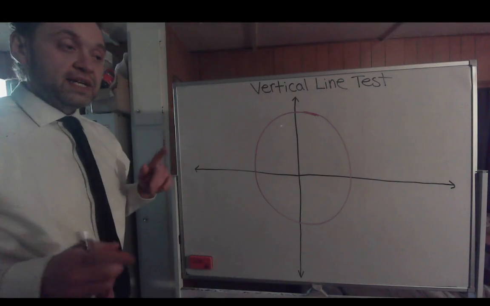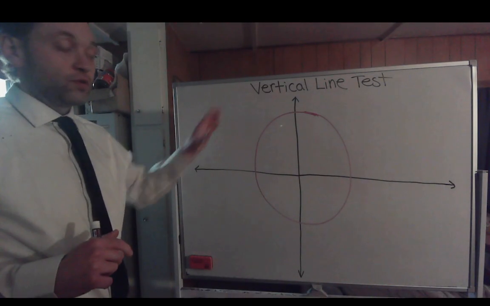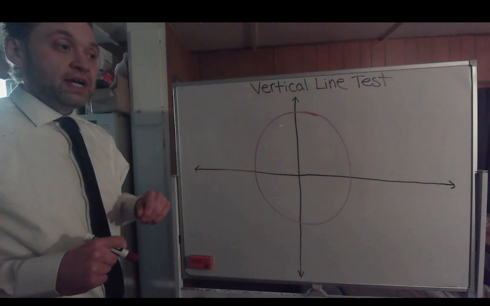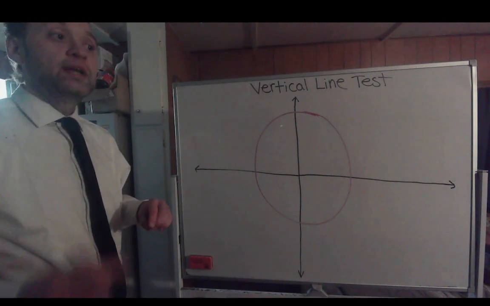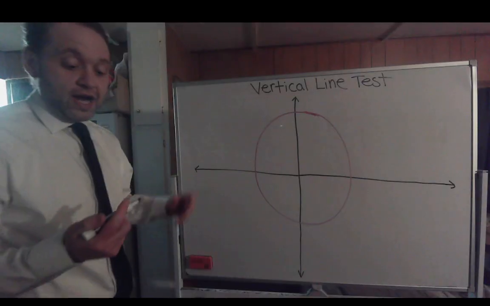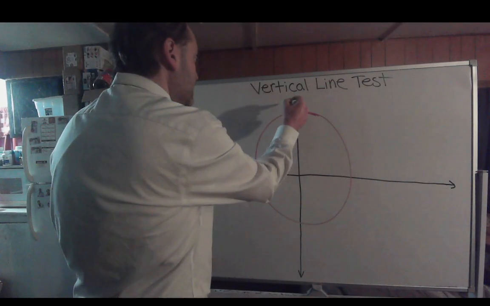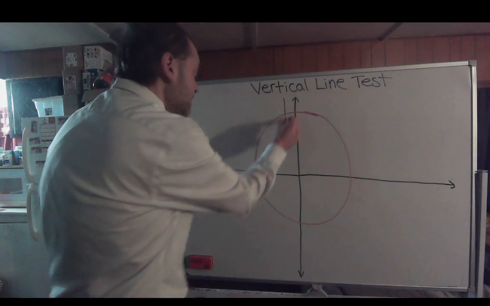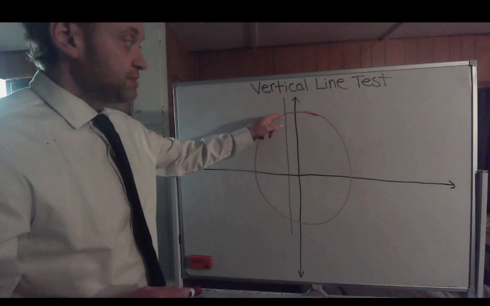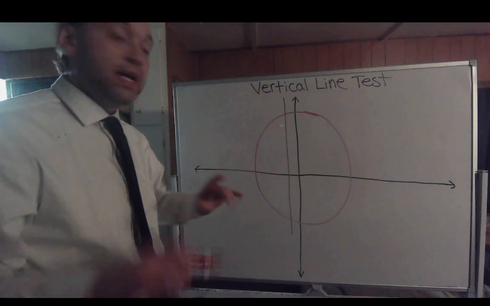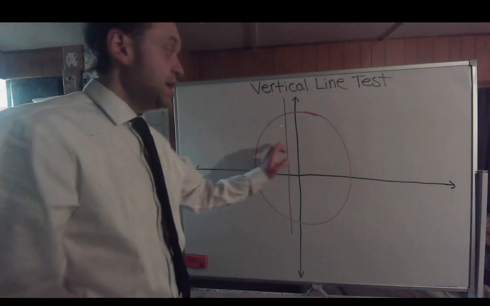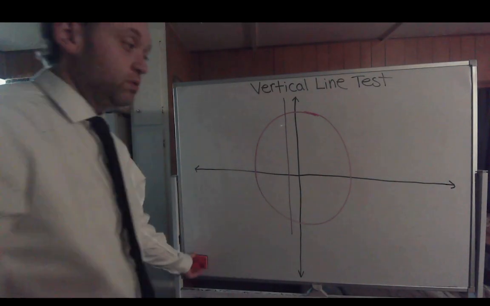The vertical line test is a great test for graphs of a relation, and it states that if you take a vertical line and it only passes through one point, it's a function. But if that vertical line passes through more than one point on a graph, it's not a function. So if I can do it in even one spot, that's all it takes. And look, this vertical line passes through this part of the circle and this part of the circle. It intersects at 2 points. It's not a function. So this would not be a function because it fails the vertical line test.